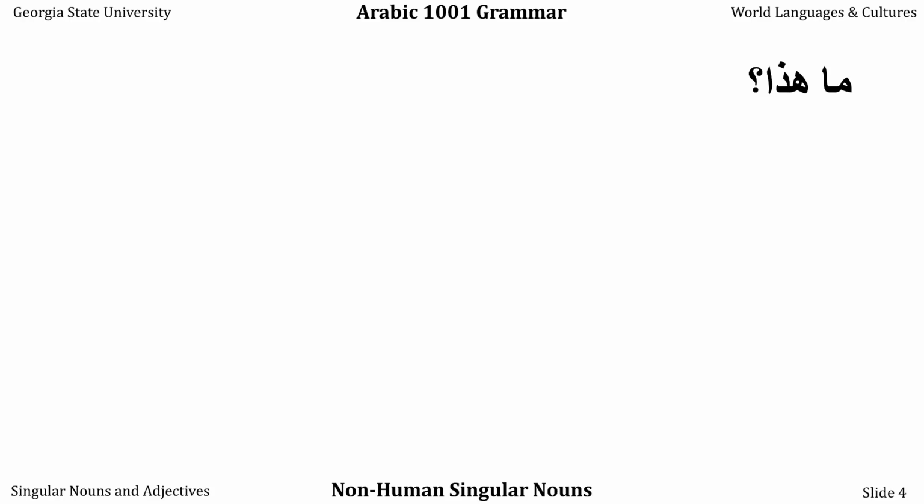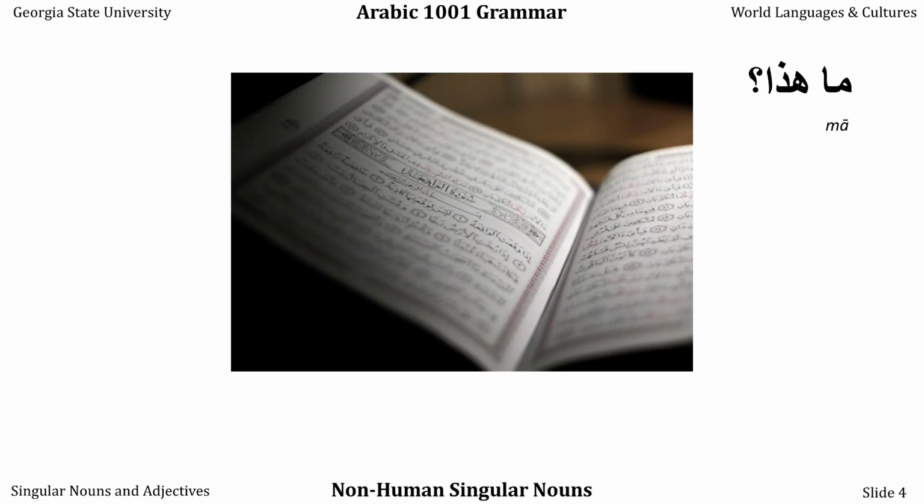Let's begin with a question. Ma hadha. Ma is our word for what, and hadha is our word for this. We use the little DH in a row to represent the sound in this and that. We're asking what, this. Notice that Arabic has no word for is. This will initially be confusing and you'll quickly get used to it.